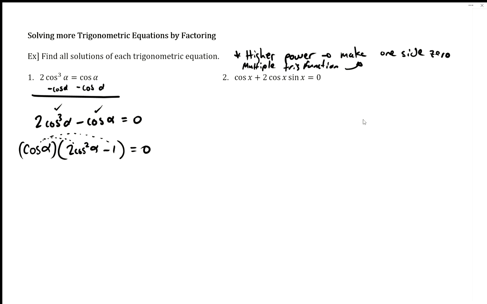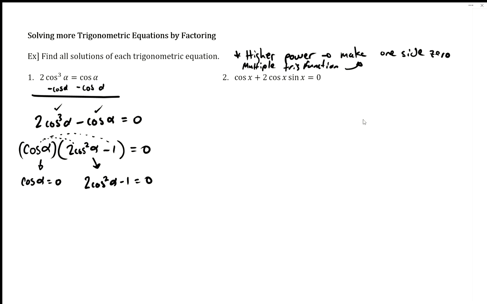Now that we've factored it and one side is 0, we can set each factor equal to 0. So we have cosine of alpha equals 0, and 2 cosine squared alpha minus 1 equals 0. The cosine of alpha equaling 0 is good to go. The other one, though, we need to continue solving. Notice we now have cosine squared alpha, the only trig function left in the equation, so I should isolate it.